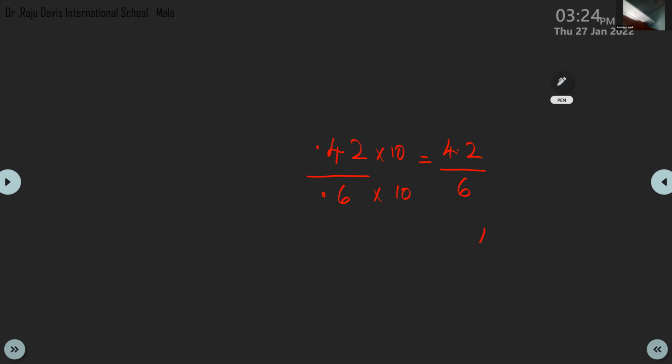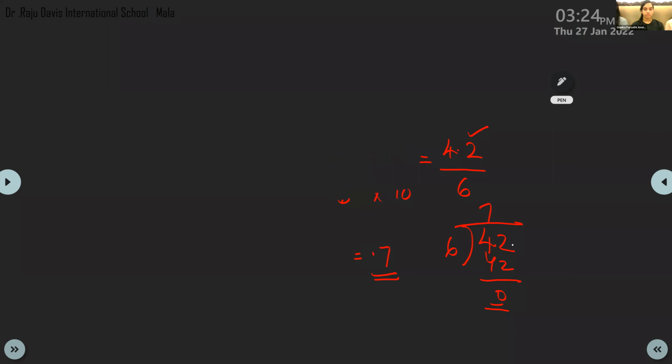So simply divide like this. 6 sevens are 42. Then how many decimal places? It is 1 decimal place. So the answer will be 0.7. Understood? Yes, ma'am. This is the way you have to divide. Clear?